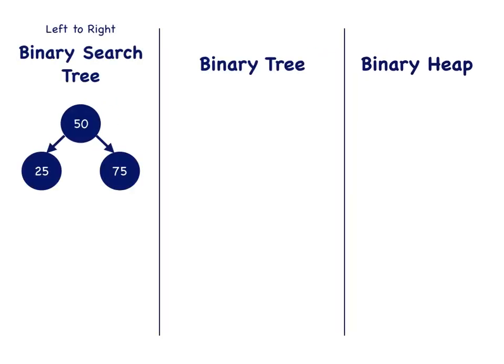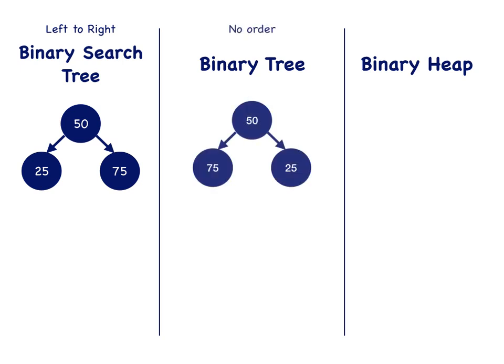Well, in a binary search tree, like we discussed previously, they're ordered from left to right. The left child must be lesser than the parent, and the right child must be greater than the parent, meaning the right child will always be greater than the left child. In the binary tree, the nodes aren't ordered at all. There is no rule as far as ordering is concerned. The only rule is that the parent can have no more than two children.